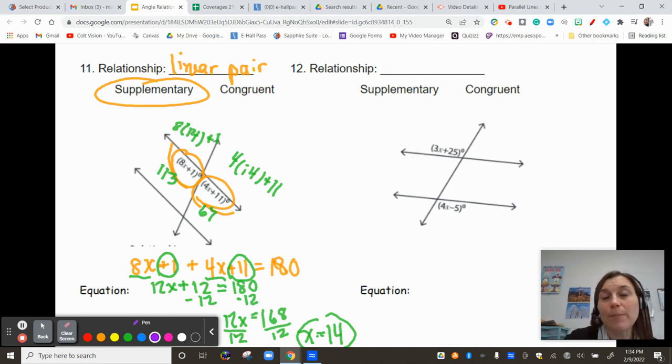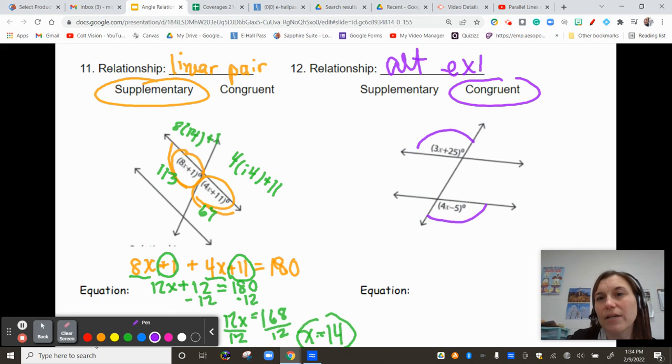So let's look at this last example. The relationship here, I can already tell they're both obtuse, so I know they're going to be congruent because they're both obtuse angles. They're on the opposite sides of the transversal, and they're on the exterior. So these are alternate exterior, and alternate exterior angles are congruent.